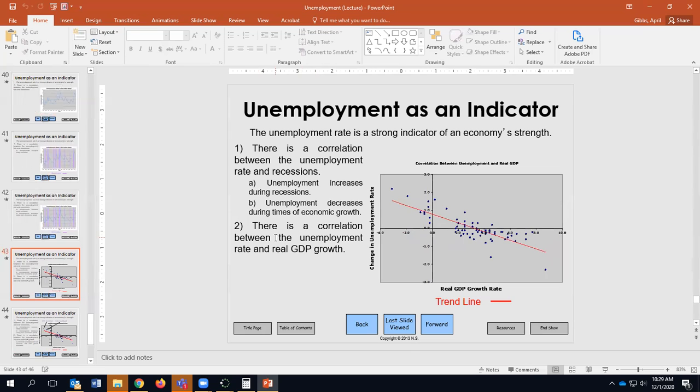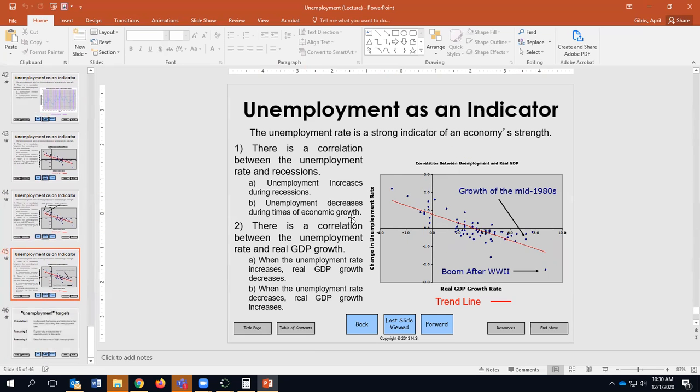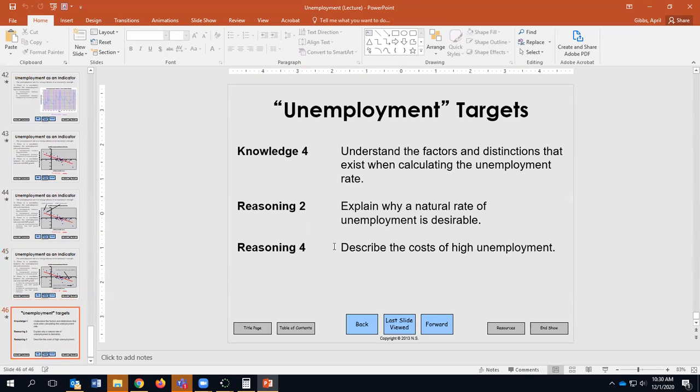There is a correlation between the unemployment rates and real GDP growth because more people are employed, so more products are being made. So you can see the line decreasing, the average slope, it's decreasing. When the unemployment rate increases, real GDP growth decreases because there's less people making less stuff. And when the unemployment rate decreases, real GDP growth increases. So now you should understand the factors and distinctions that exist when calculating the unemployment rate, explain why a natural rate of unemployment is desirable, and describe the cost of high unemployment.